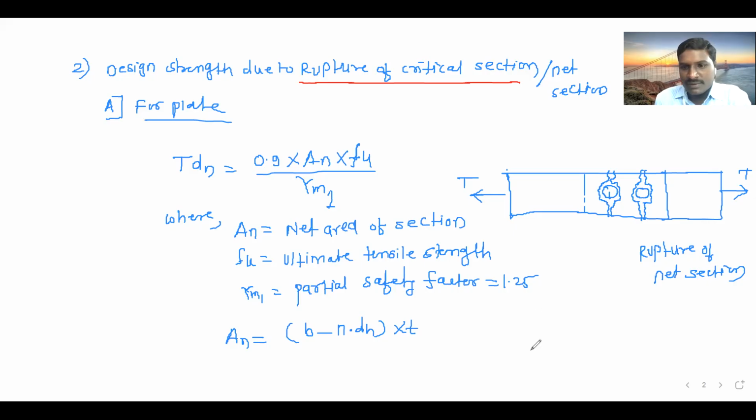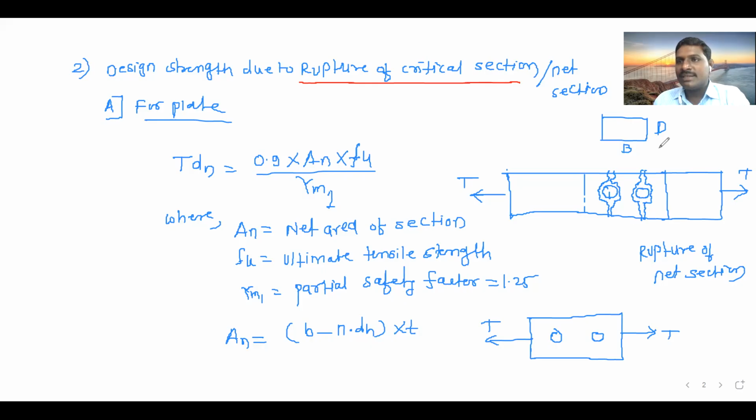So this is the plate. These are the bolts. The plate is under tensile force. How to calculate net area? B minus N into DH into T. As I told you, gross area is equal to B into D. But we should not take this gross area. We have to take the cross-sectional area.